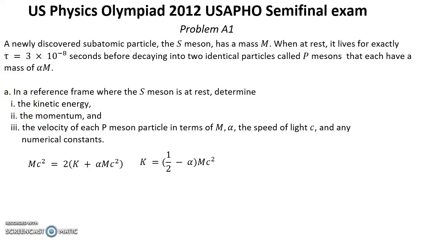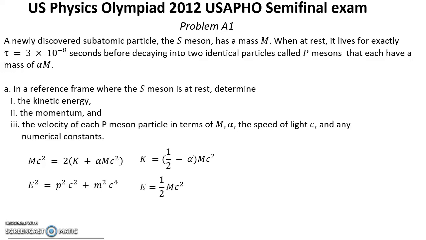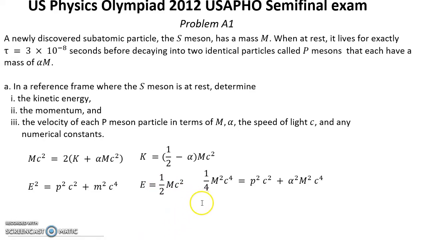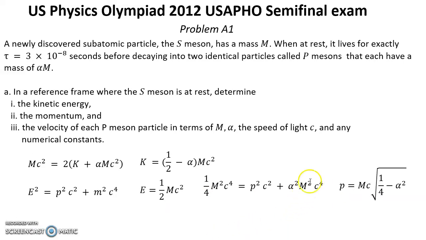Second, the momentum. For each particle we have an energy-momentum equation. In our case, each p meson has energy 1/2 m c squared. It means that for the p meson we have this equation. From this equation we can find that the momentum equals this expression: m c multiplied by the square root of 1/4 minus alpha squared.